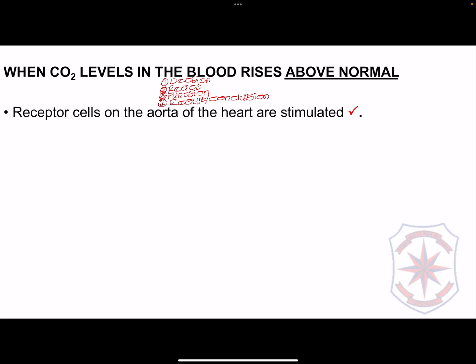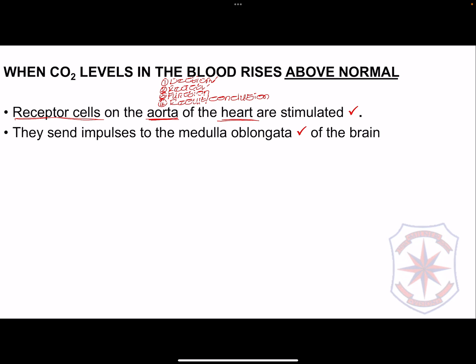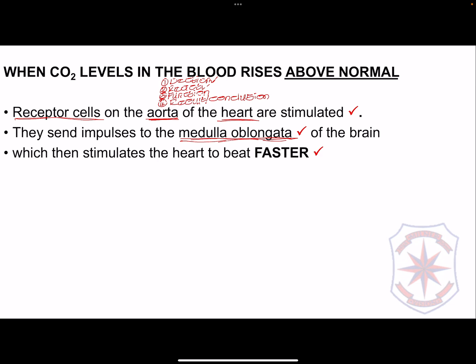So, receptor cells in the aorta of the heart are stimulated, so they detect. And what is going to be the reaction of the body? They send impulses to the medulla oblongata, that's the control center of the brain. And what does the medulla oblongata do? Which then stimulates the heart to beat faster.